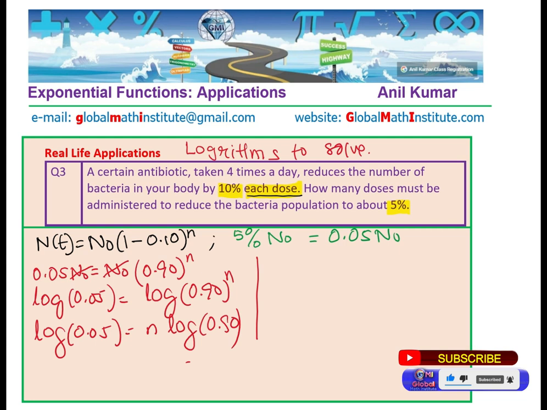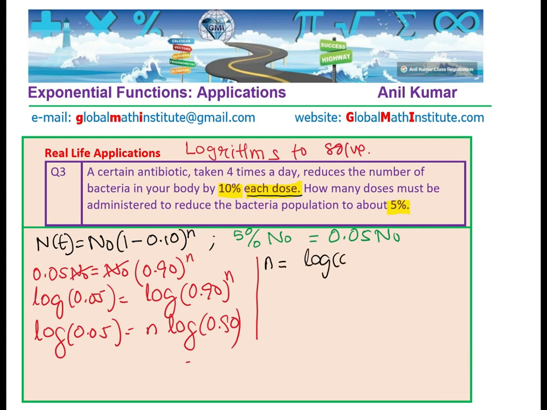So n is equal to log of 0.05 divided by log of 0.90. Makes sense, correct? Use a calculator, figure this out, right? So we have log of 0.05 divided by log of 0.9. Is that clear to you? So when you do that, you get 28.43.